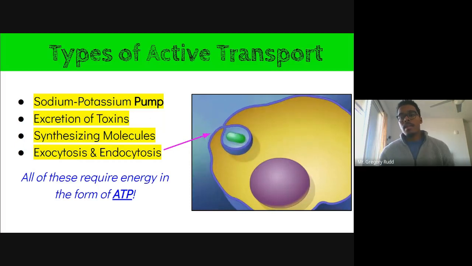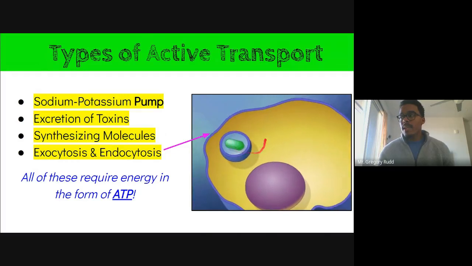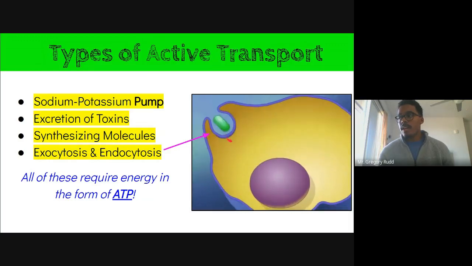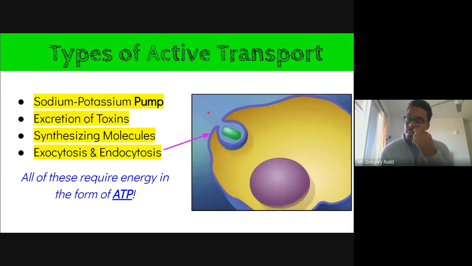Synthesized molecules that are made inside of the cell and then need to be moved outside of the cell, that requires energy. And then this process of exocytosis and endocytosis. We can see that happening here. Some type of protein is trying to enter the cell. And so a little bit of the cell membrane is going to form a boat around this protein so that now it's inside of the cell. This is called endocytosis. If it were going the opposite way, leaving the cell, then it would be called exocytosis. So write down these types of active transport. We don't need to know specifically what they do, but we should be familiar with the fact that they do require energy.